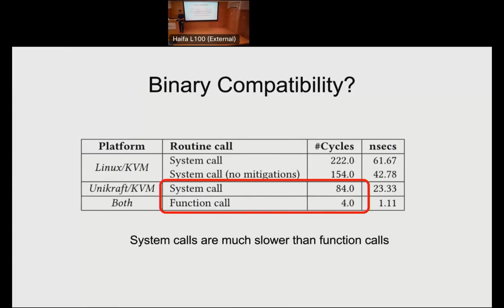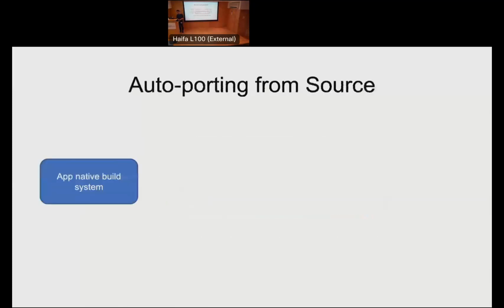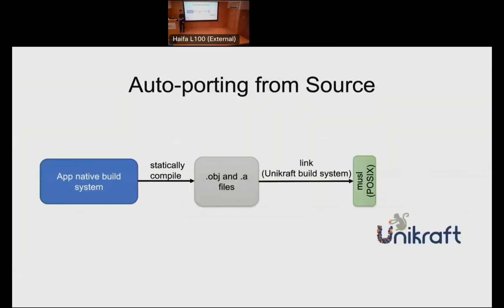So instead of doing this, we took a different approach. And what we did is auto-porting from source. And what we mean with this is to take the application's native build system and generate standard object files that we then take and link into Unikraft using musl. And this will work in the vast majority of cases because musl is actually quite compatible with the glibc.